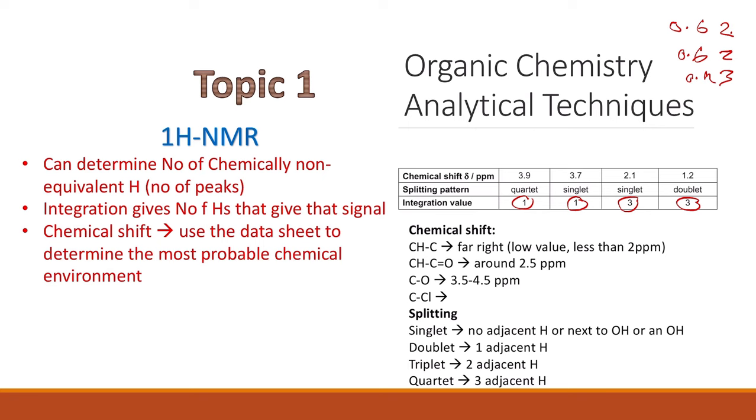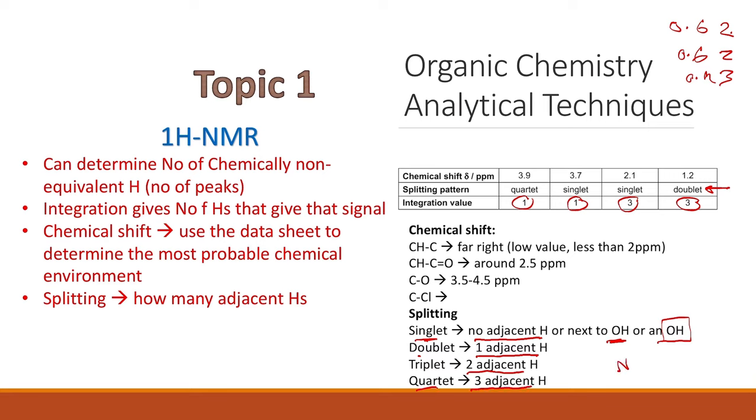Remember that the splitting gives you information about how many hydrogens are on the adjacent carbon. So if the splitting is a singlet, that means no adjacent hydrogens, or maybe it's next to an OH, or maybe it's an OH. That will depend on the position of the signal. If it's a doublet, that means it has only one adjacent hydrogen. If it's a triplet, then there are 2 adjacent hydrogens. If it's a quartet, it's 3 adjacent hydrogens. So the count will always be n plus 1.